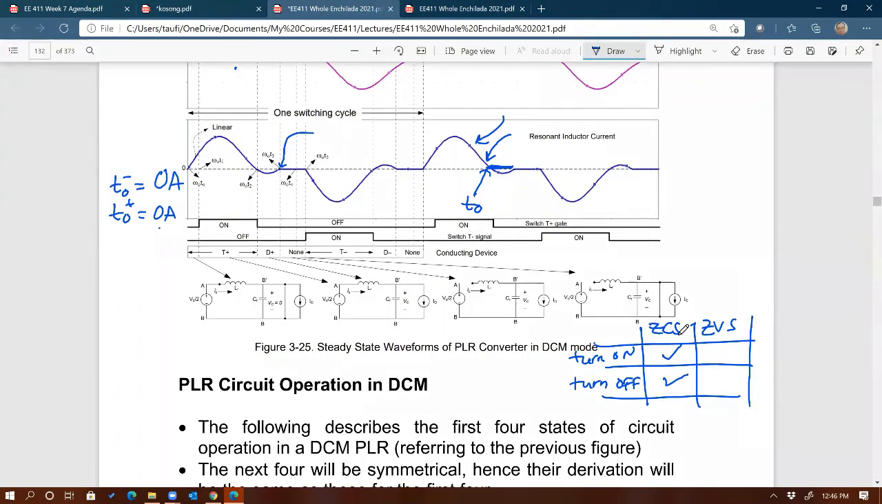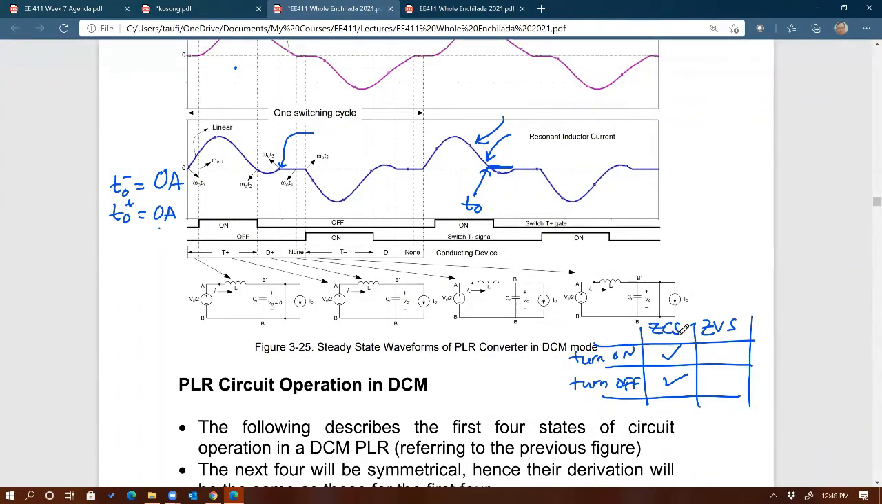ZVS at turn off, right here. I think it's a yes. It's a yes. Okay, why? Wait, sorry, where's the point again? It was when T minus turns off, so in between T minus and D minus.